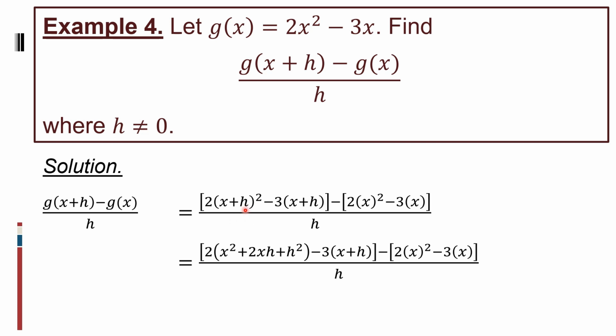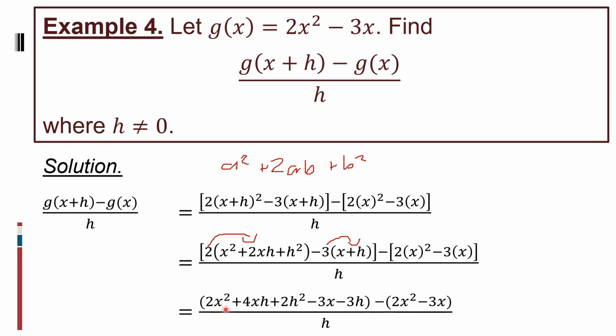Now, expanding x plus h squared using the a squared plus 2ab plus b squared. So, we have 2 times x squared plus 2xh plus h squared minus 3 times x plus h, then minus, eto naman, 2x squared minus 3x, then divide that by h. So ngayon, ipasok natin yung mga constants by distributing dito sa loob, ito sa loob.